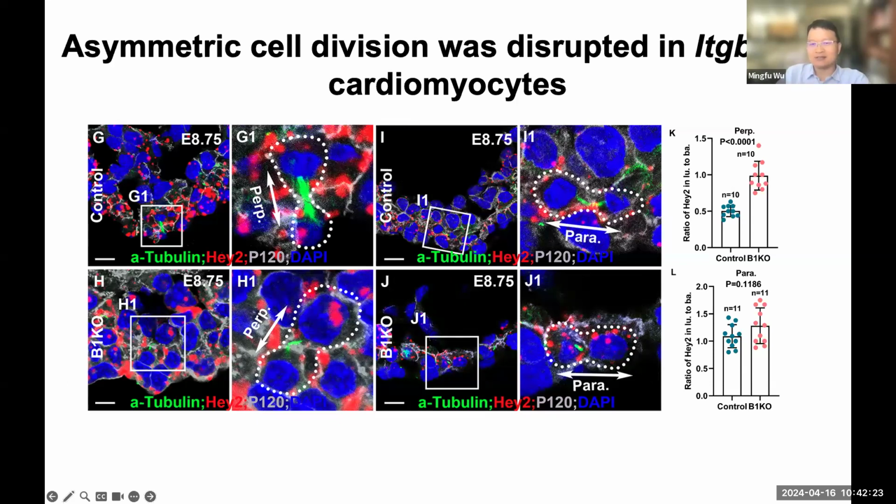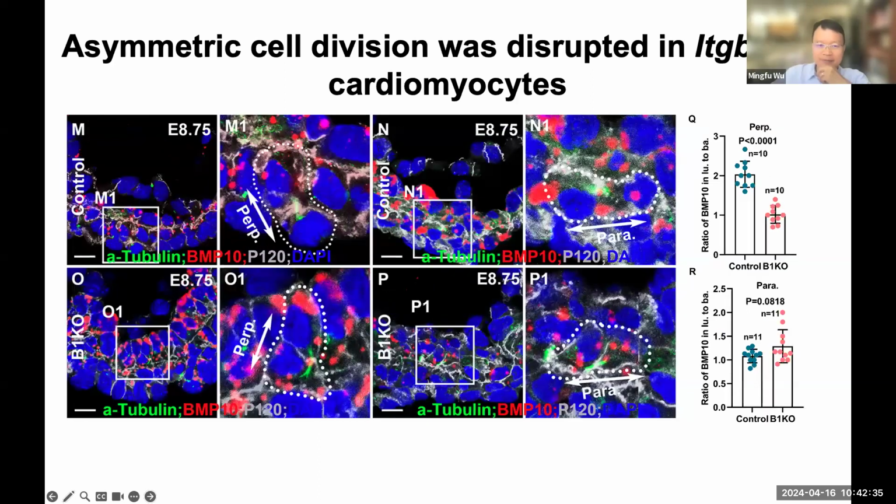This indicates that HEY2 is equally distributed to the two daughter cells, and there's no asymmetric distribution in both perpendicular divisions and parallel divisions. And for BMP10, the distribution between the two daughter cells, the ratio is about 2. But in the knockout, it's 1, suggesting that there's no asymmetric distribution of BMP10 in the knockout.